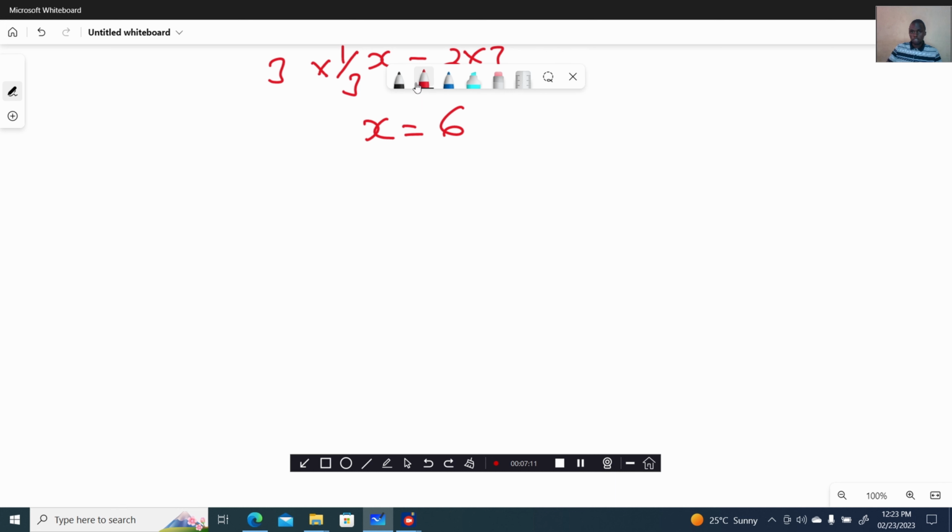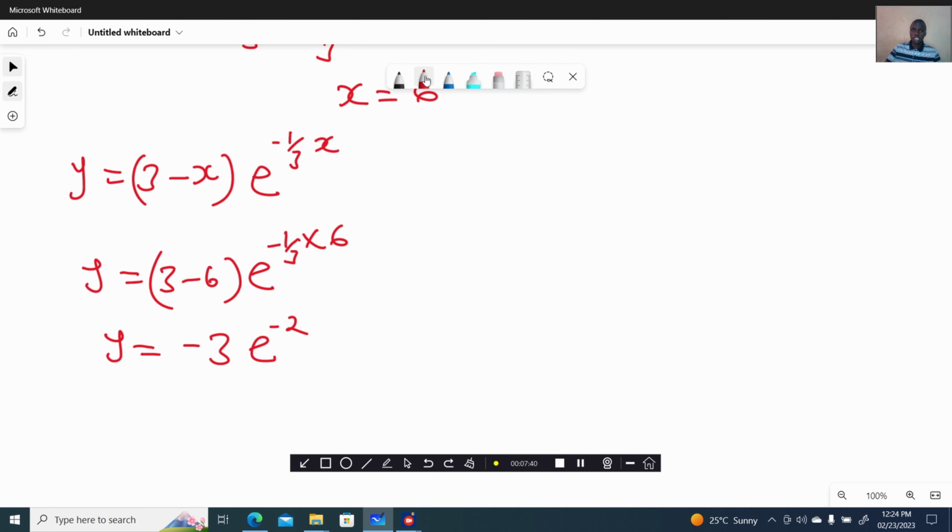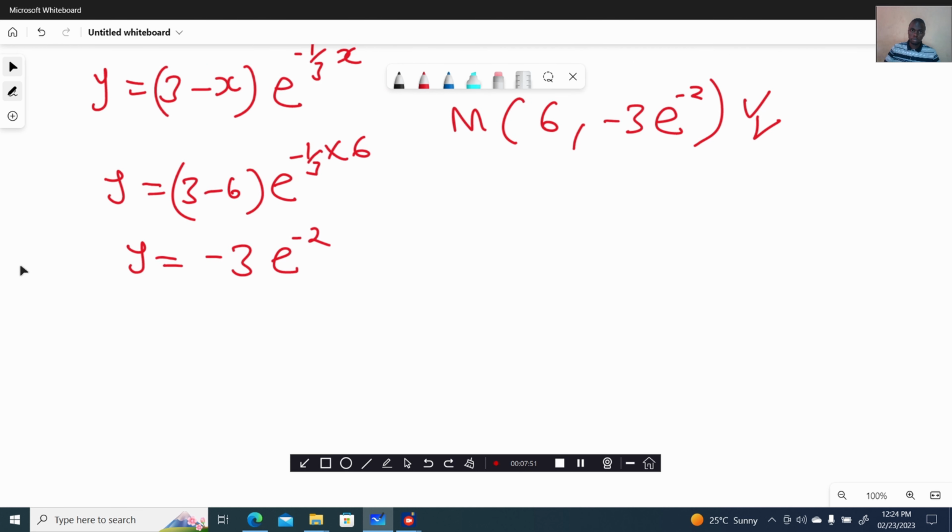The equation that's going to give us the value of y is the original equation of the curve, which is y equal to 3 minus x, then e to the power of negative 1 over 3x. So let's substitute: y will be 3 minus 6, then e to the power of negative 1 over 3 times 6. This gives you negative 3 e to the power of negative 2. Now, the coordinate that is required for M is 6, negative 3 e to the power of negative 2. They ask you to give it in the exact form, so this answer is in the exact form.